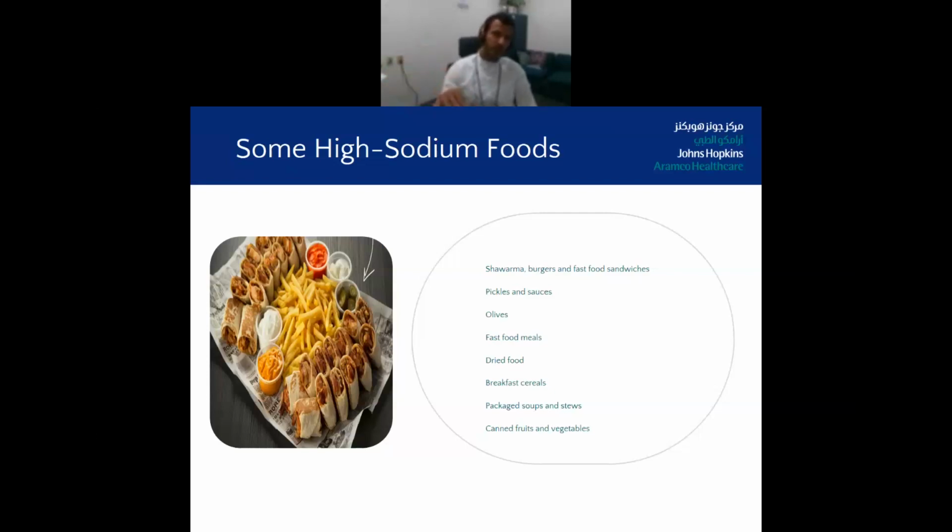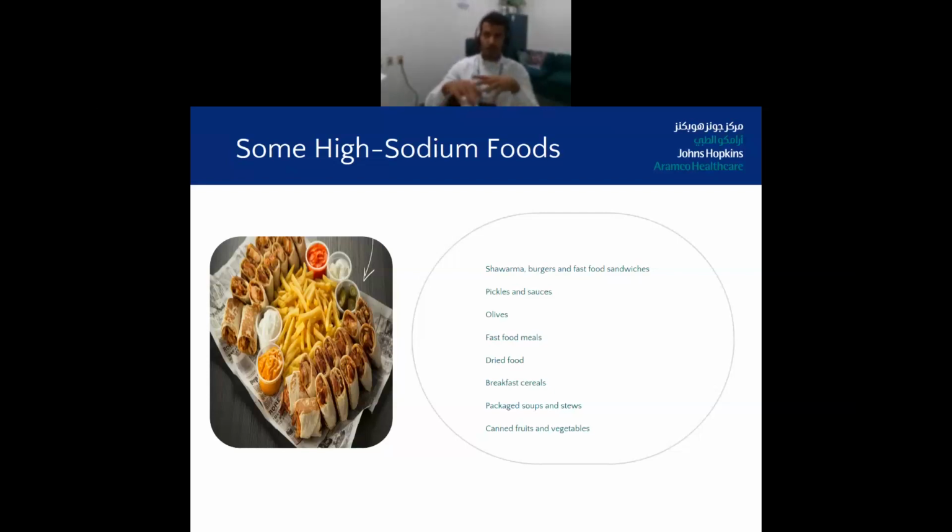So going through some of the high sodium foods that we should avoid or cut or minimize. Here we've come up with a list that's high in sodium. We should start with shawarma and burgers and fast food sandwiches, and also pickles and sauces are very rich and high in sodium. Also olives and fast food meals and some of the dried foods, some of the breakfast cereals and packaged soup and stews, and canned fruits and vegetables.